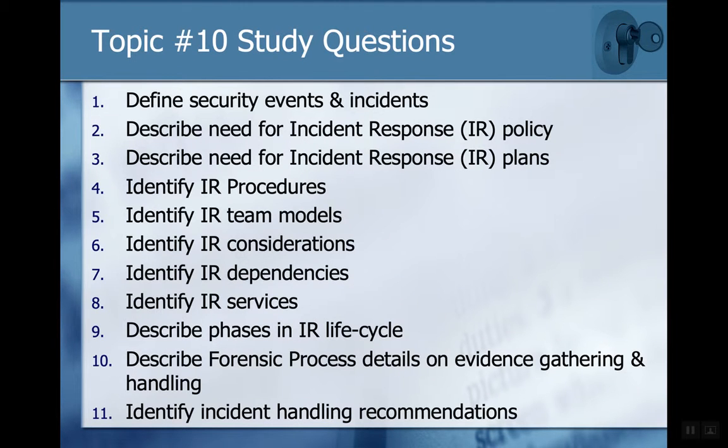And that is everything we need to know about incident response.